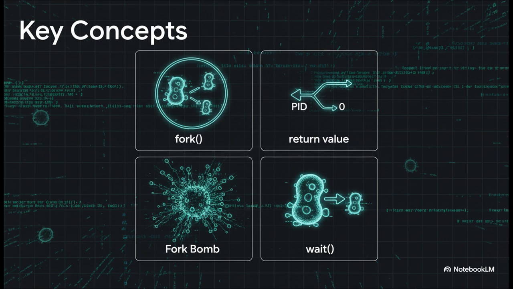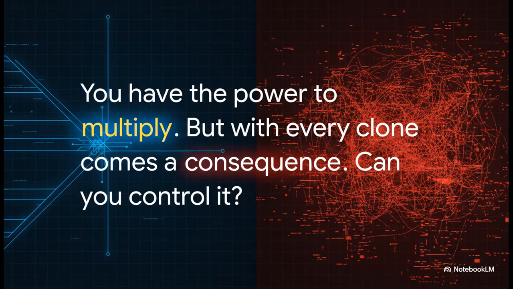But take away that control and it becomes a devastating weapon, the fork bomb. And finally, to stay hidden, you must use wait to clean up your children and leave no trace behind. You now understand the replicator. You have the power to create life on a system, to multiply your own presence, and with the same tool, to bring that entire system to its knees. That's an immense amount of power for both creation and destruction. The only question left is whether you have the discipline to actually control it.